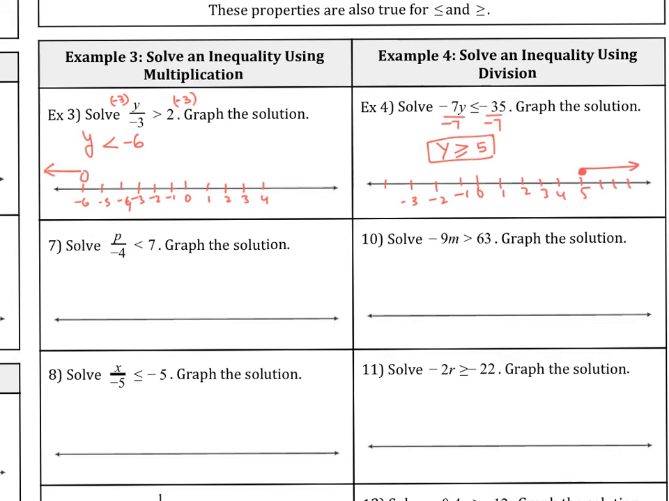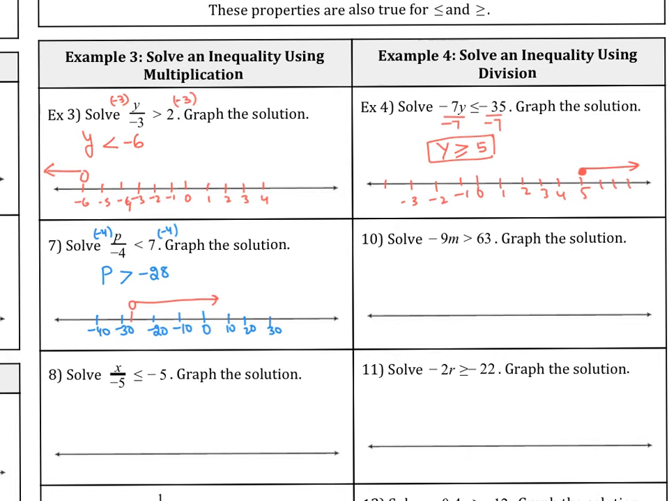For number 7, you're going to multiply by negative 4 on both sides. So 4 and 4 cancel. P is greater than negative 28. Now make a number line a little bigger so that negative 28 can fit on it. Negative 28 would be right here somewhere. Here you're going to make an open circle on top of negative 28, and it's going to go to the greater side of the number line.